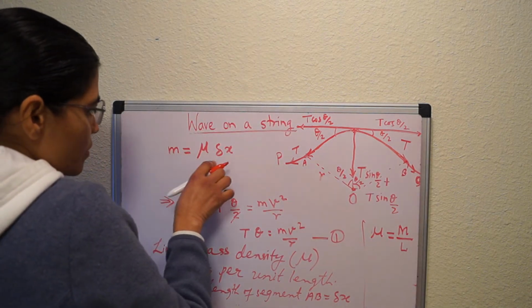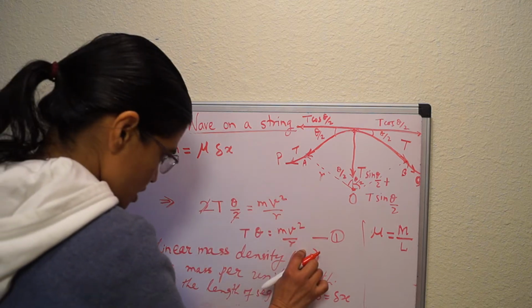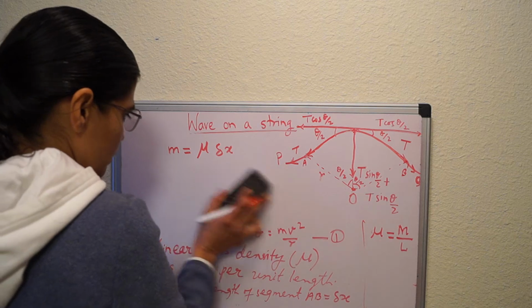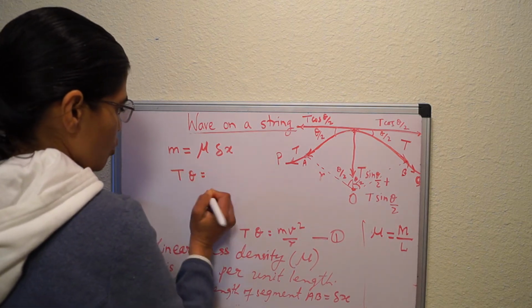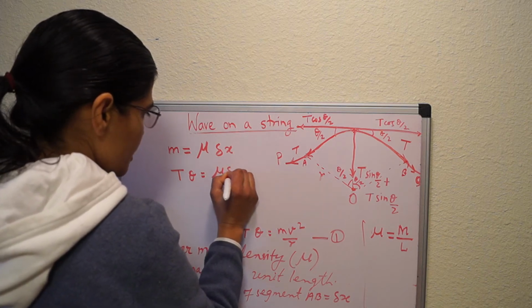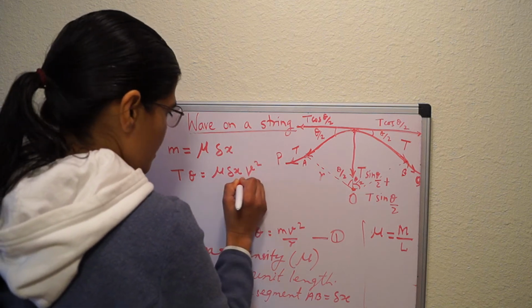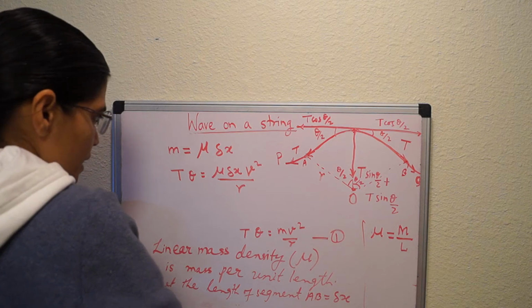Alright, so we are going to replace m with this quantity in equation 1. So let's do that and see what we get. If we do that, we will end up getting t theta equal to mu delta x v squared by r, right? Okay, all right.